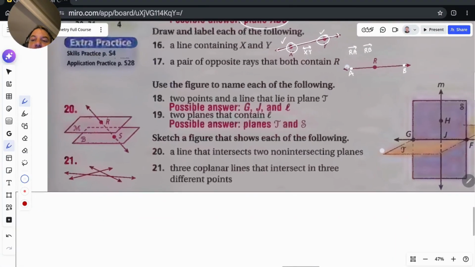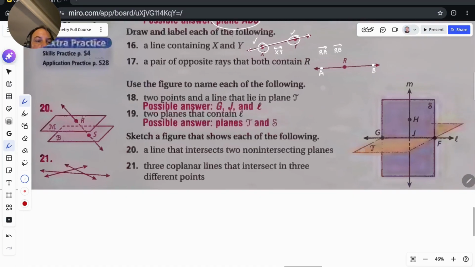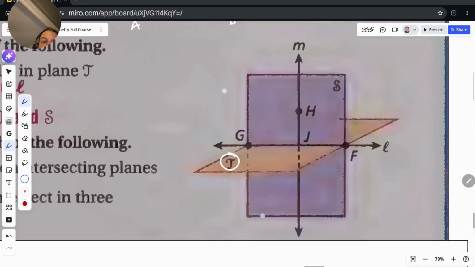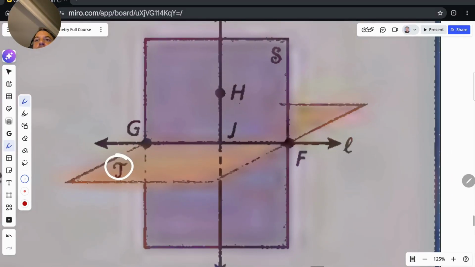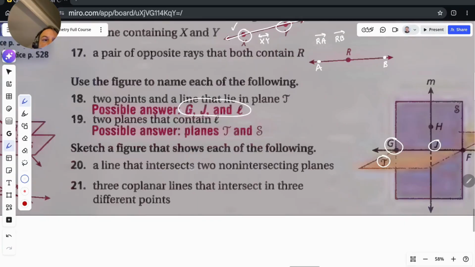Use the figure to name each of the following. 18, 2 points in a line that lie in plane T. Let's zoom in on our figure here. There is plane T. Let's see where our points are. We have G, J, line L, and that will work. G, J, and line L there.